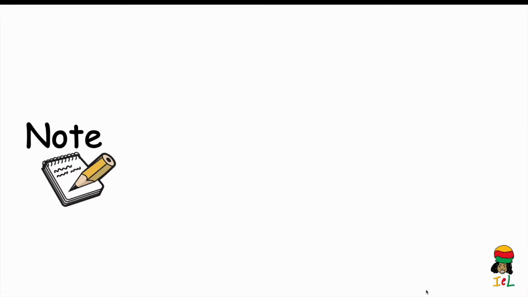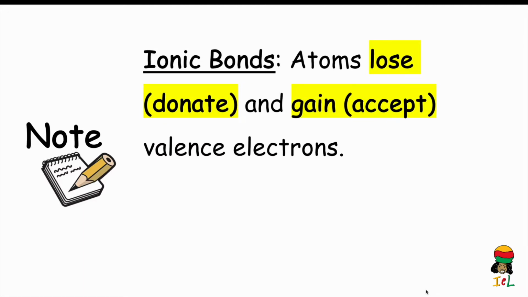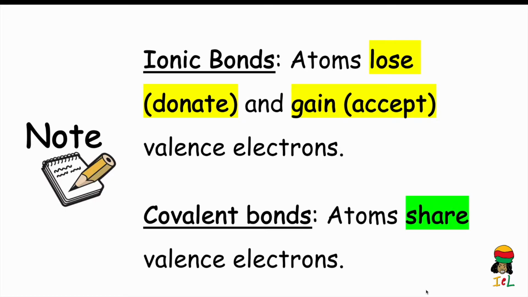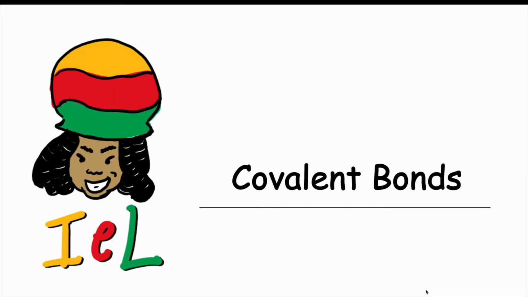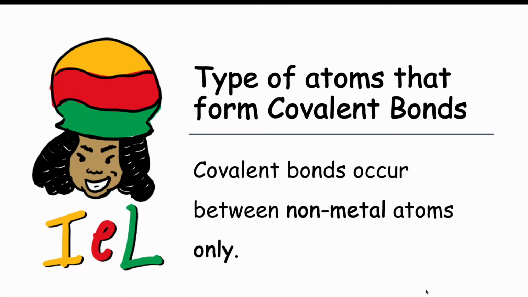As we learned in a previous lesson, ionic bonds are formed when atoms lose, that is donate, and gain, that is accept, valence electrons. However, in this lesson, the focus will be on covalent bonds, in which the atoms share valence electrons. Now we can proceed with the details about covalent bonds. What type of atoms are involved in covalent bonding? Covalent bonds occur between nonmetal atoms only.